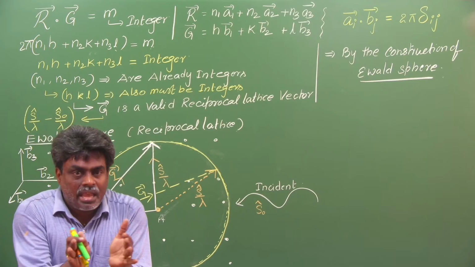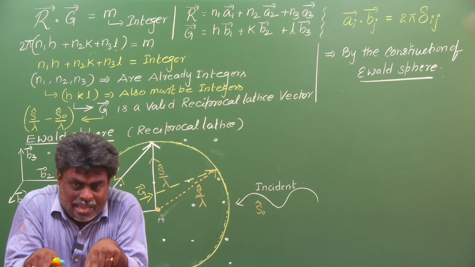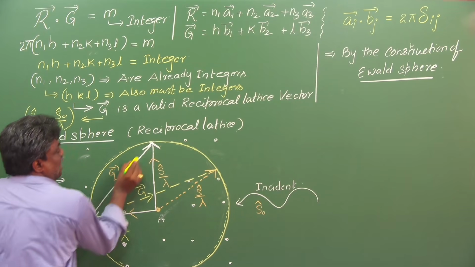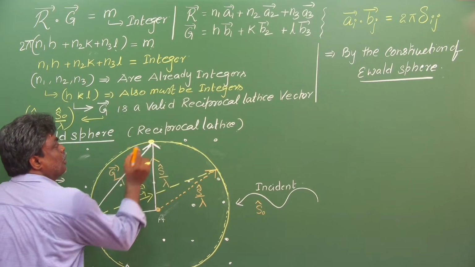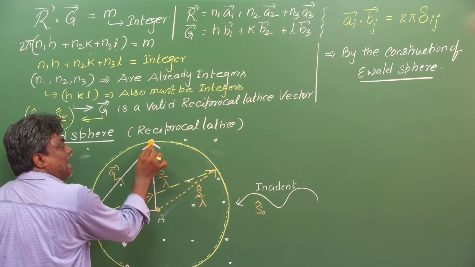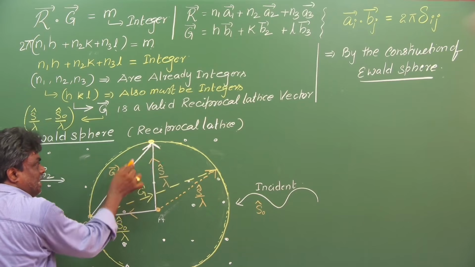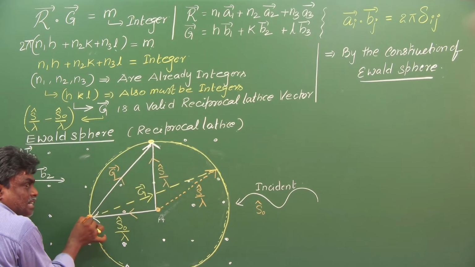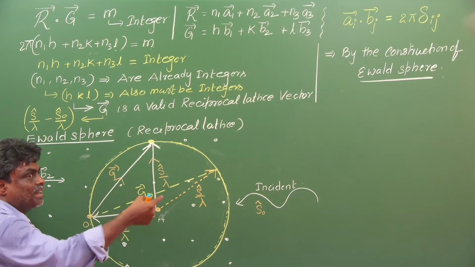If HKL are not integers, we won't get a valid reciprocal lattice point. Say yes or no? See, I join this line at this point. Do you have any reciprocal lattice point here? Yes. So this is a reciprocal lattice point and this is a reciprocal lattice point. Then this G bar is a vector joining them.